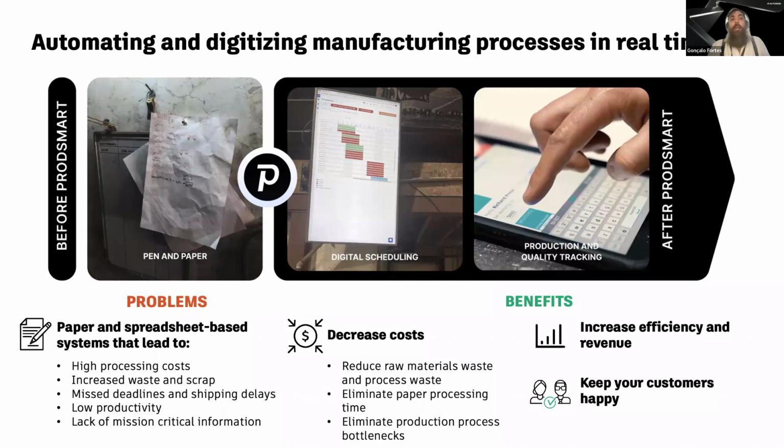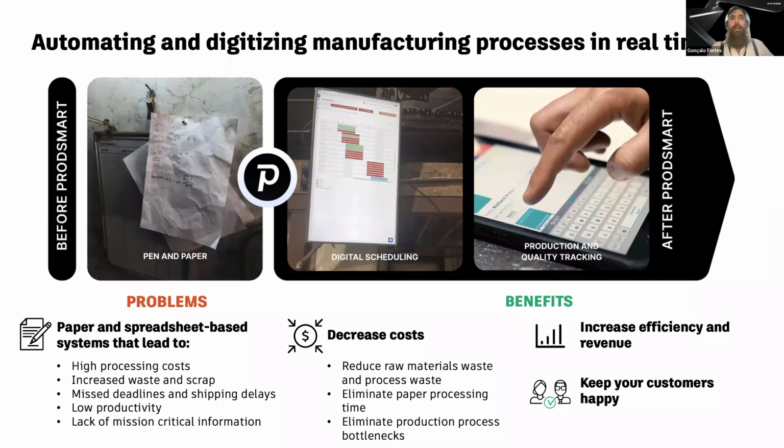missed deadlines. And because it's on the shop floor that everything is being built, this mission critical information is quite important to obtain. And by deploying Prodsmart, you can immediately decrease costs by eliminating the non-value added time, understand where you have your production bottlenecks, understand where you have raw material waste, and by understanding all of this information and acting on it, of course, increasing your efficiency and revenue and keeping your customers happy.